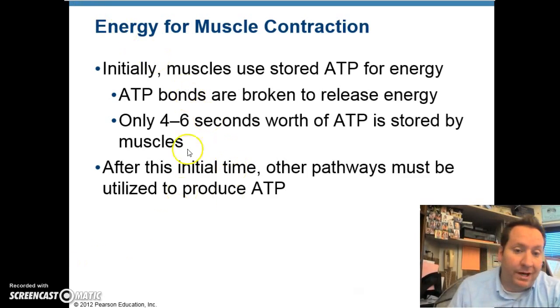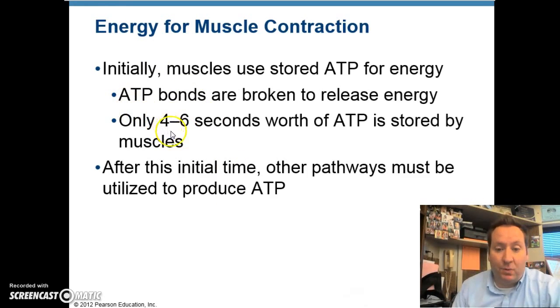So remember, the first thing you've got to memorize is that you've got about 4 to 6 seconds worth of stored ATP, and now we have to find another way for our body to produce ATP inside that skeletal muscle for it to be able to function.